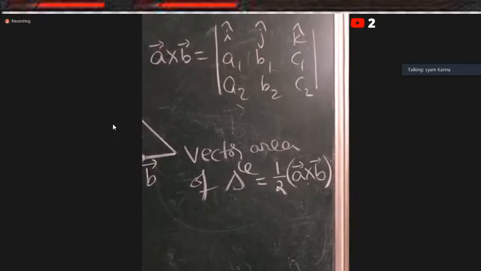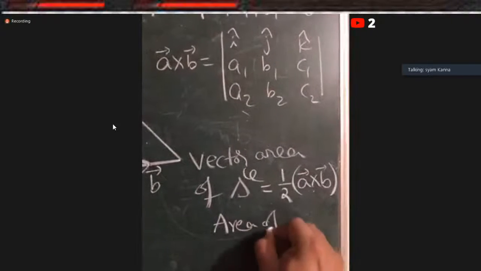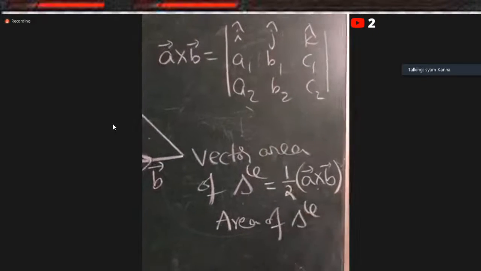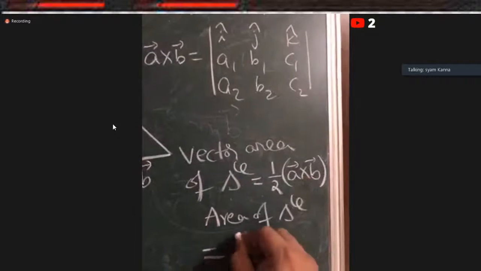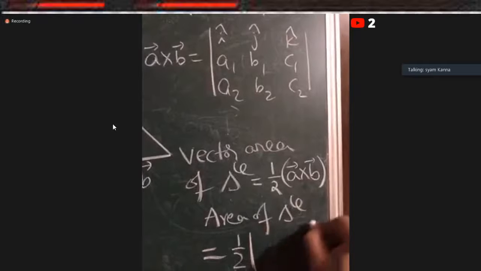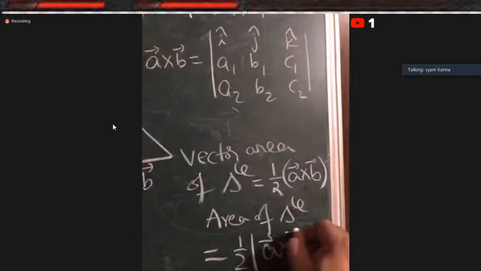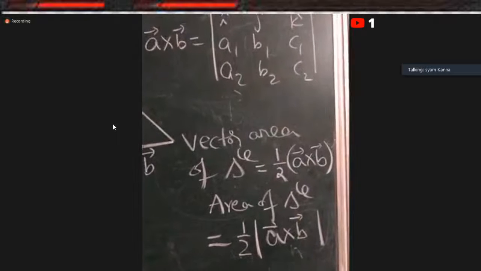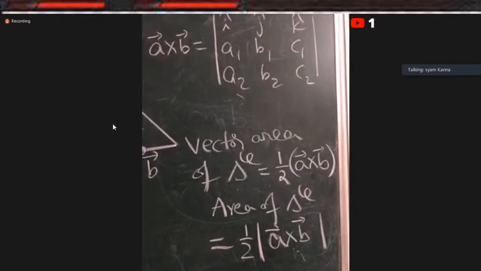No sir, I don't want direction, sir. I just want the area of the triangle. I don't want direction. Then do one thing: after finding this, apply modulus to it. I told you in the beginning how to find modulus. Like that you have to find the area of the triangle.